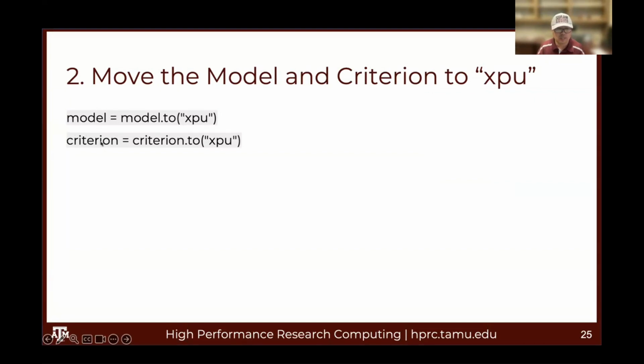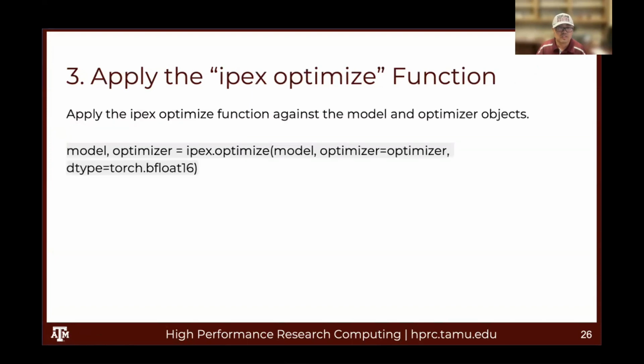It's also easy. You have created your model and criterion, and then you just do model.to XPU, criterion.to XPU. Move it to XPU, and after that, you will need to apply the IPEX optimize function against the model and optimizer objects.